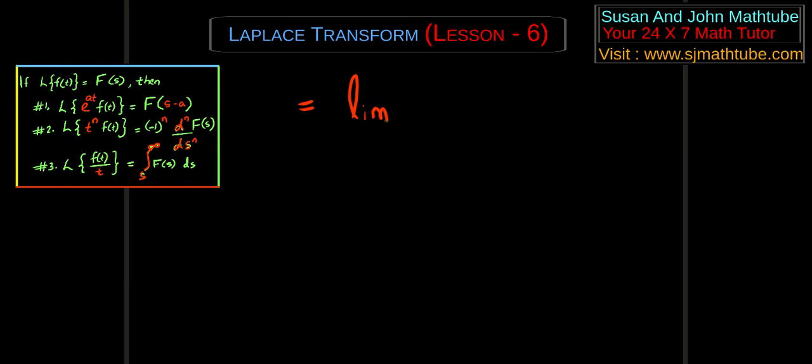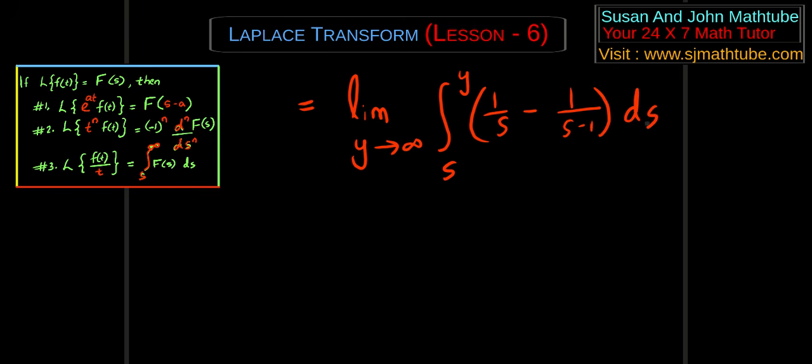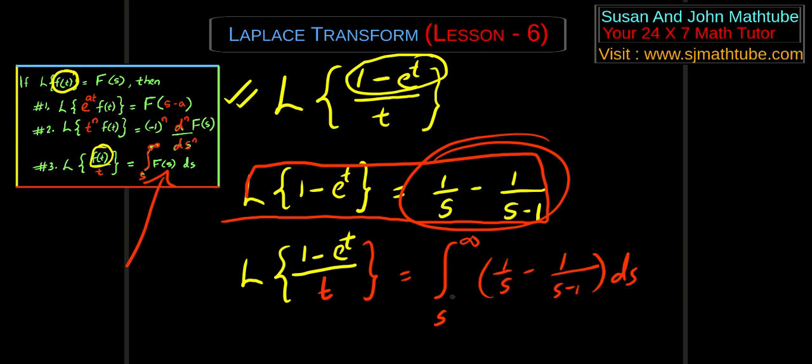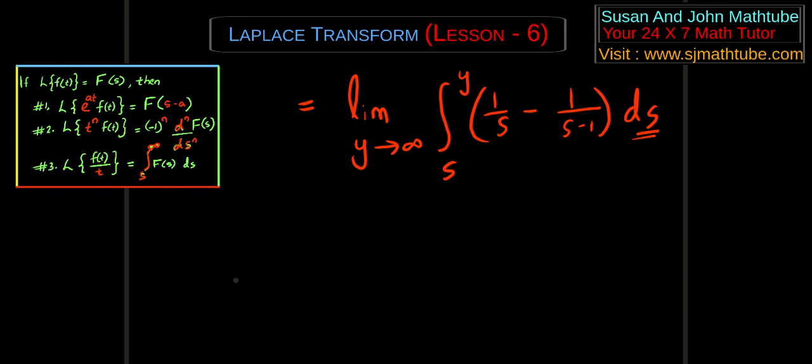Okay, anyway, we'll continue. That is equal to, now tell me, how do you make improper into proper? Limit y tends to infinity, integral s to y, 1 by s minus 1 by s minus 1, ds. So I just made the improper integral into a proper integral. Now tell me, what is the derivative of log x? Yeah, it is 1 by x. So what will be integral 1 by x dx? Yeah, of course, log x plus c. So we are ready to integrate.